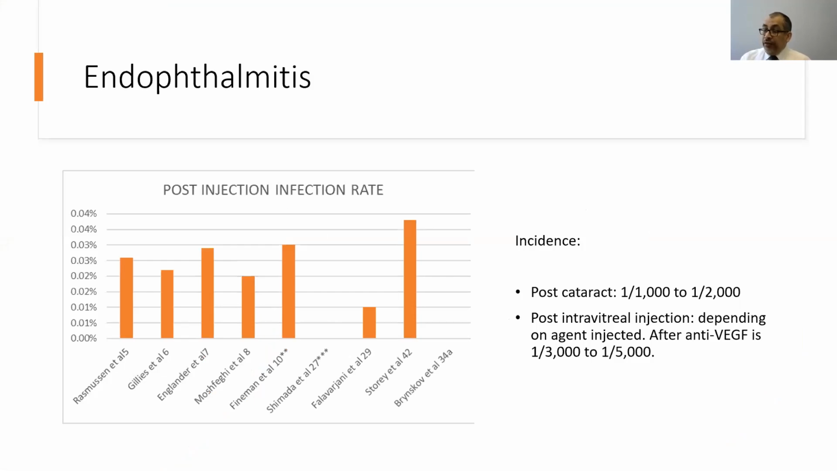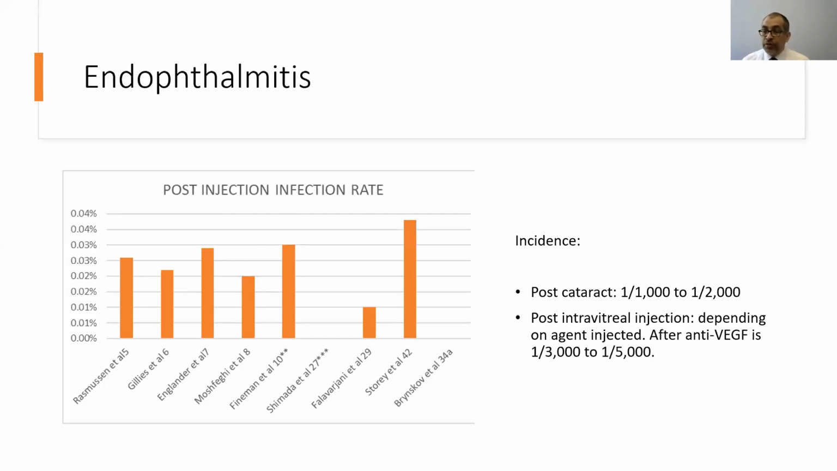Endophthalmitis is rare, but we do so many procedures that it's not as rare as we would like it to be. Almost everybody has been exposed to endophthalmitis in their practice. This is a survey of different series of injections that were published in the literature, going back to 2008 when the boom of intraocular injections first started. And you can see that even though some series had 0 cases of endophthalmitis, extremely rare, post-intravitreal injection, on average, is an incidence of 1 in 3,000 to 1 in 5,000.